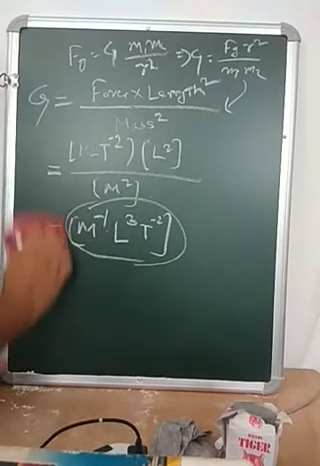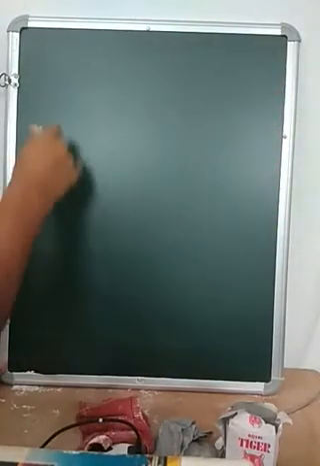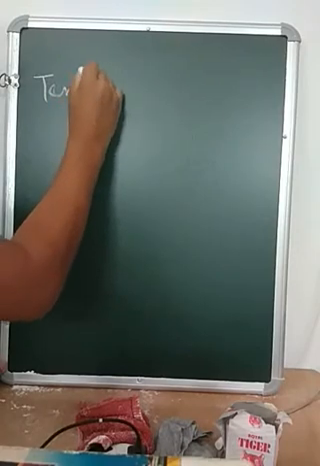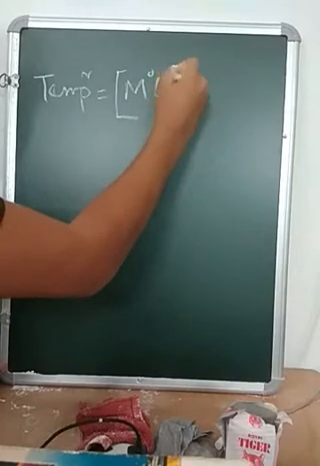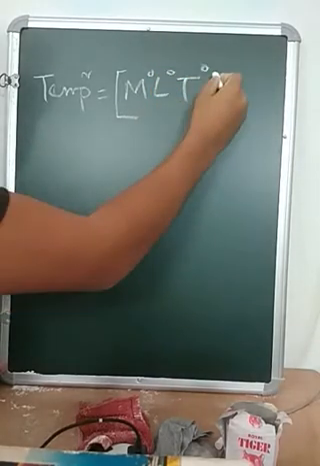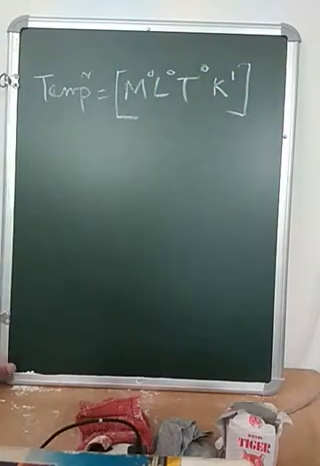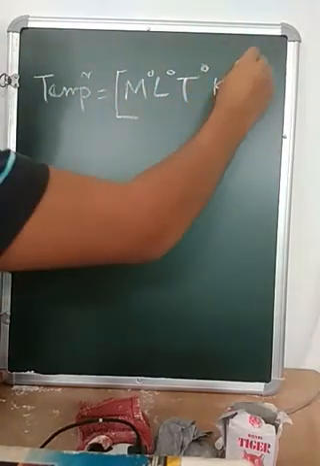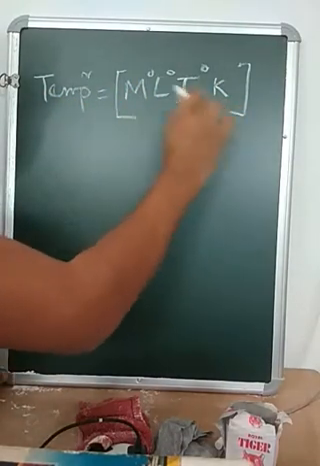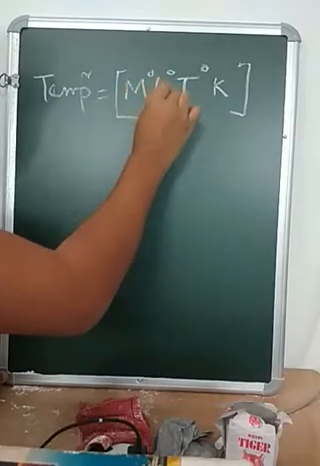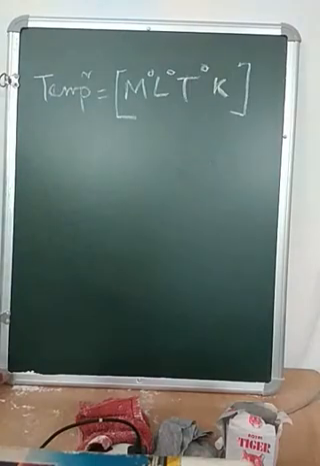Now we go for temperature. If we deal with SI units, how do we represent the dimensional formula for temperature? M to the power 0, L to the power 0, T to the power 0. For temperature, we get K to the power 1. So simply K. So this is the dimensional formula for temperature: M 0, L 0, T 0, K.